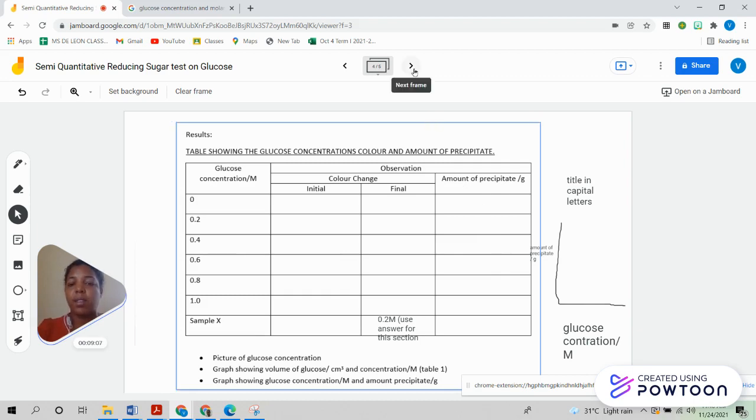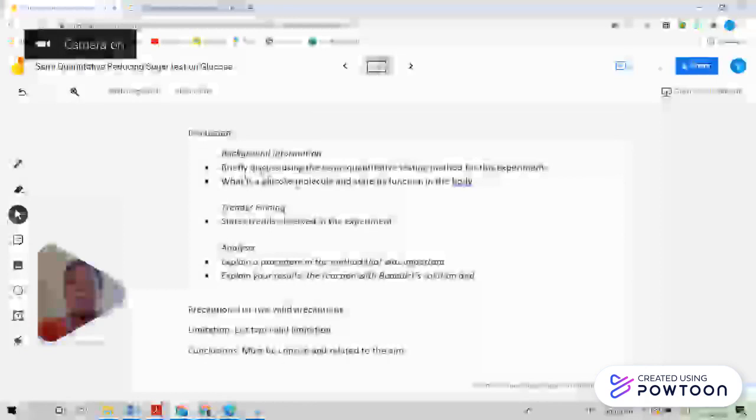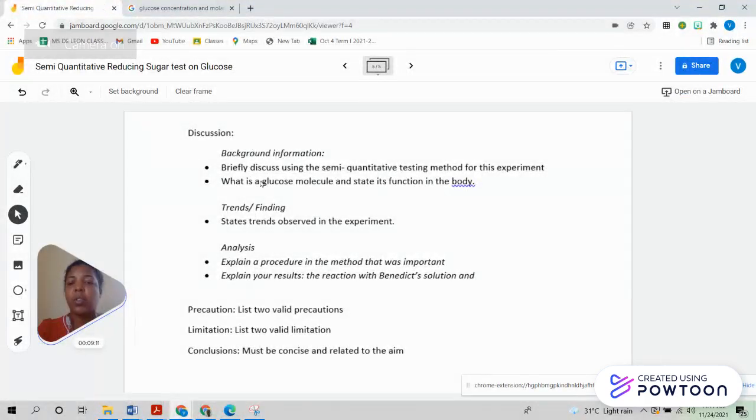Okay. Next section. So for your discussion, I just want you to briefly tell me what a semi-quantitative testing method is. A semi-quantitative type of method of measuring or testing is basically where you have not exactly measured it out specifically, but you were using that color intensity to determine whether or not it had more or less, right?